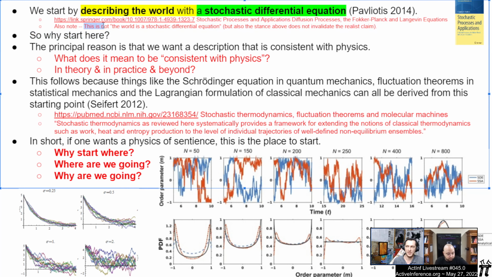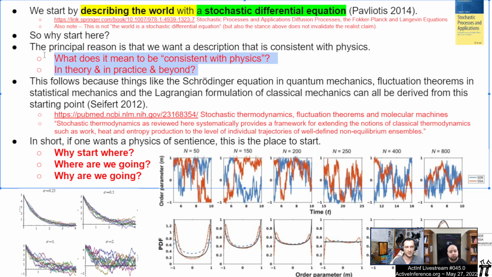Just one preliminary note, this is not the same sentence as "the world is a stochastic differential equation." We start by describing the world with a stochastic differential equation. So leave your realism at the door. We're describing models here. They write, why start here? The principal reason is that we want a description that is consistent with physics.